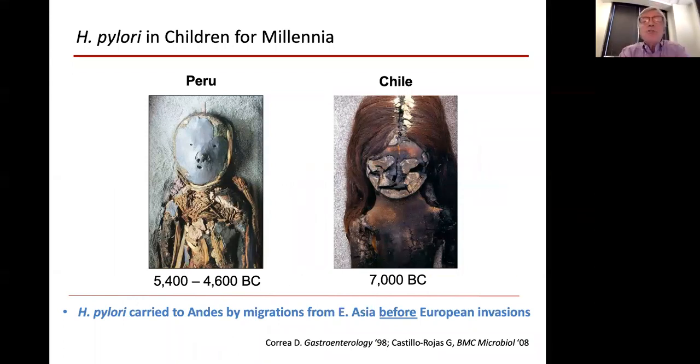We know that H. pylori has infected children for millennia, and these are two mummified children, on the left from Peru and on the right from Chile. Their gastric contents were examined for H. pylori, and they were shown, despite their obvious age, to contain H. pylori. And the H. pylori was European, delivered from the European invasions. I just want to make one other point with these mummies. If you notice the face on this mummy, in contrast to the mummification that occurred in Egypt, the indigenous people of the Andes actually removed the skin and replaced it with mud, as shown clearly in this child mummy here.